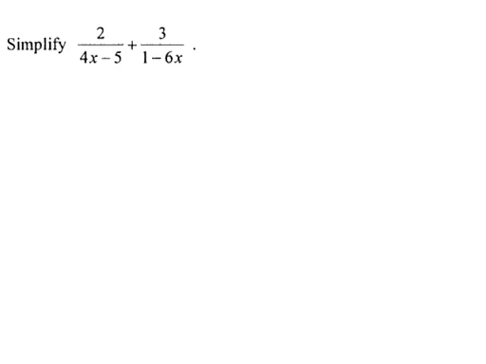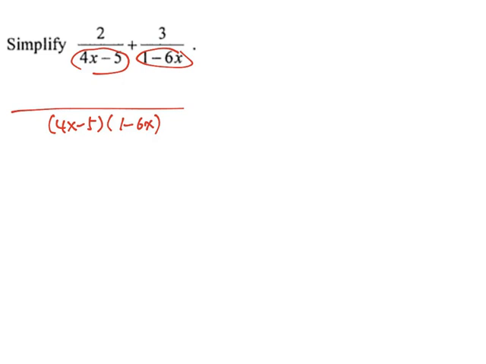Now try to do this question. This question, same, we look at denominator, totally different. So we can multiply each other. And then for numerator, we use time. So it becomes 2 open bracket 1 minus 6x. And then next is this one. Then plus 3 bracket 4x minus 5.